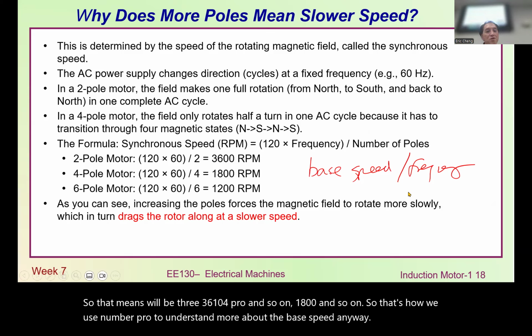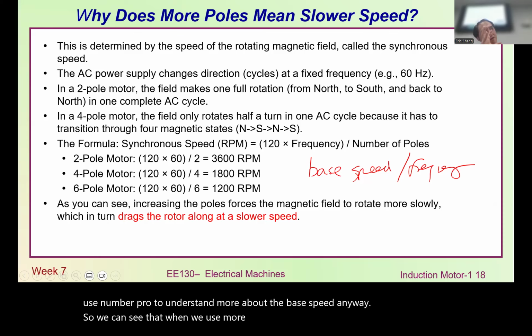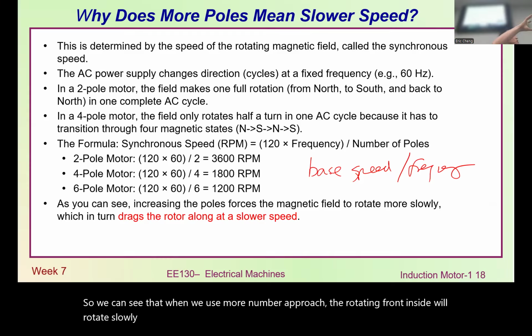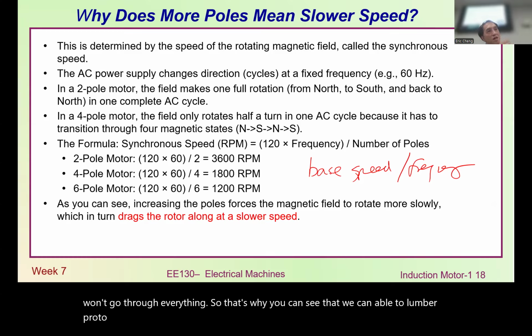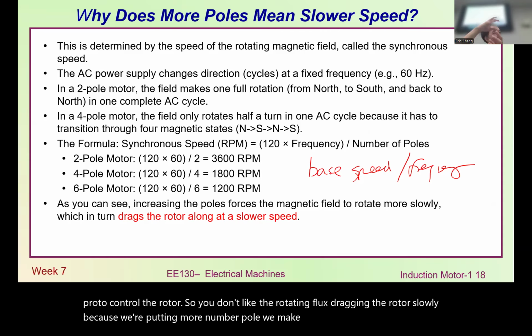So you can see that when we use more poles, the rotating flux inside will rotate slowly, because each time you only go from this set of coils to the next set of coils. You won't go through everything. So that's why we can use the number of poles to control the rotor. The rotating flux drags the rotor slowly because we put in more poles. We make the rotating flux move slowly. So that's how we do that.